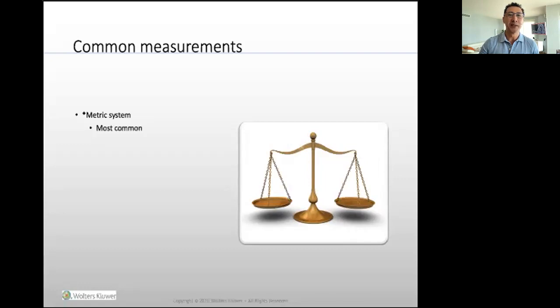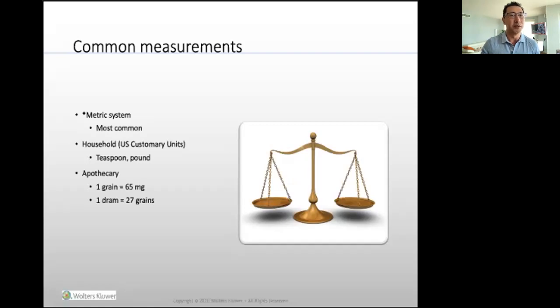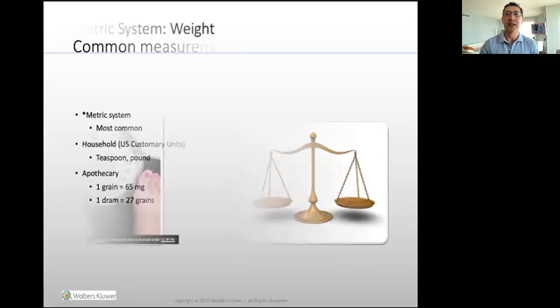So the metric system is the most common. What's the metric system? Kilograms, milligrams, micrograms. Household, I talked about this already: teaspoons, pounds, when you're cooking or making something. This is what your instructions are in. Apothecary is what our pharmacists use to measure medications, from grains to drams. You don't have to remember much of this. It's just there for show and tell.